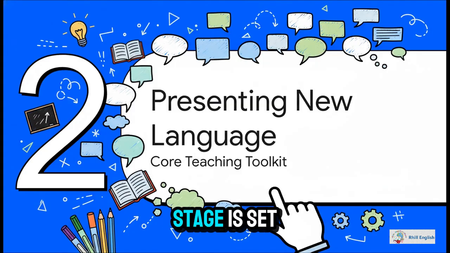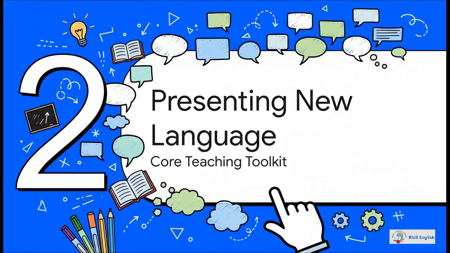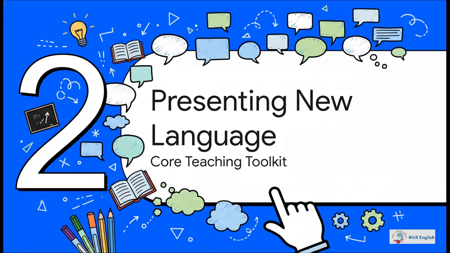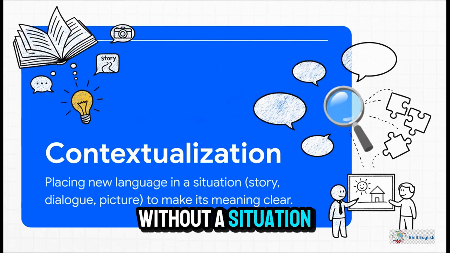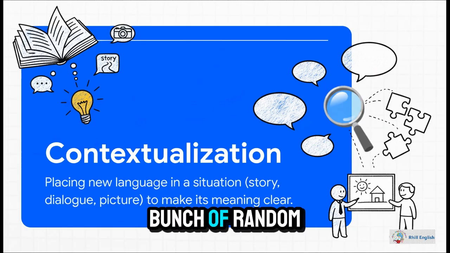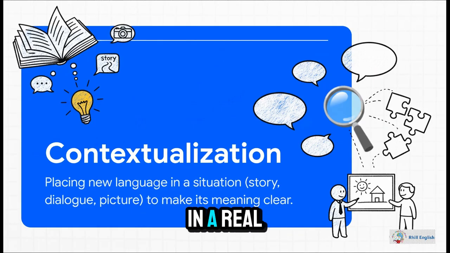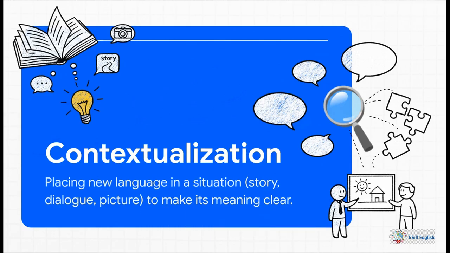All right, the stage is set. Your students are warmed up, they're paying attention. Now it's time for the main event, introducing the new language itself. Let's dig into the core tools you'll need in your teaching toolkit. This one is absolutely essential. Language without a situation around it is, well, it's just a bunch of random words. By putting a new phrase inside a story or showing it in a real-world dialogue, you're not just giving them words, you're giving them meaning.